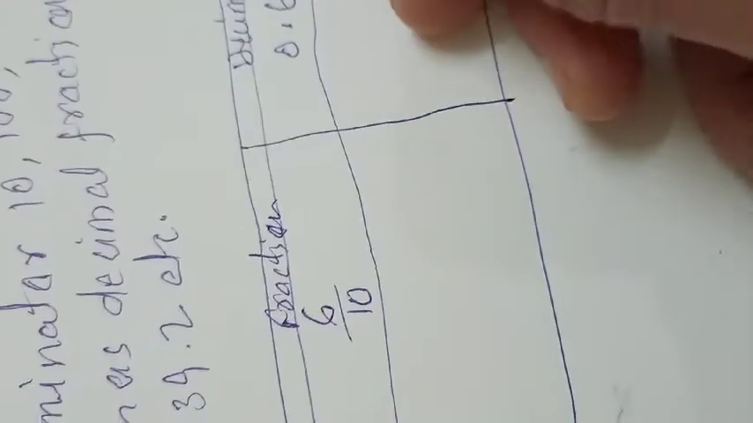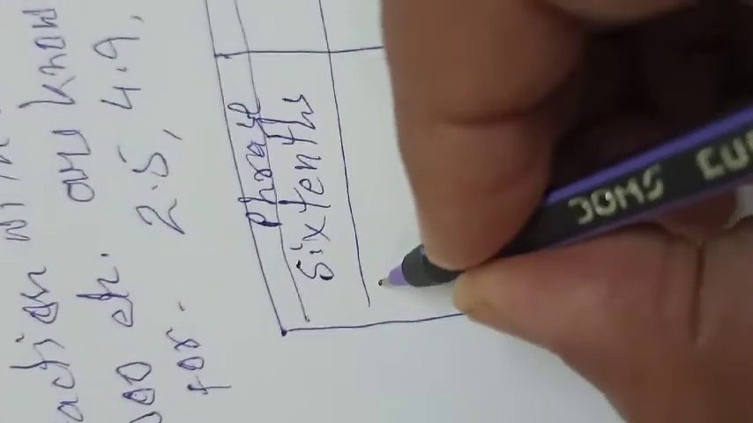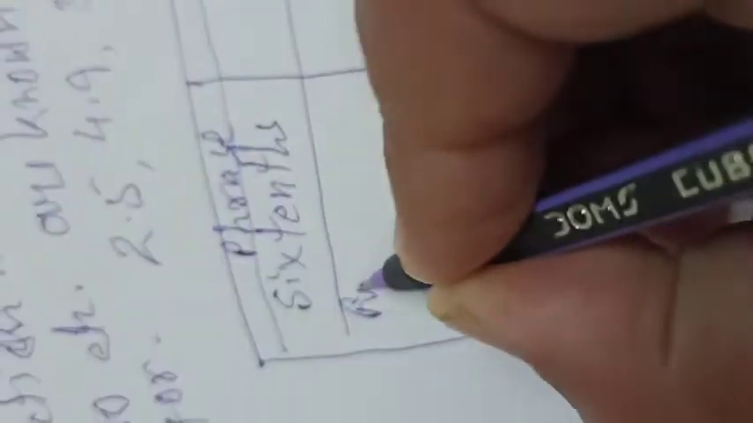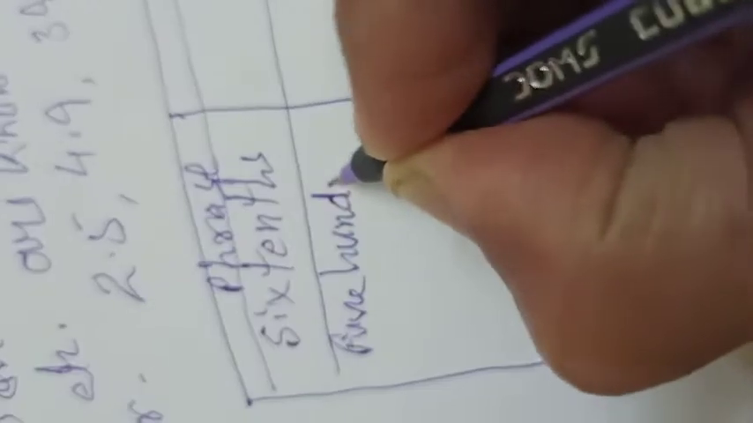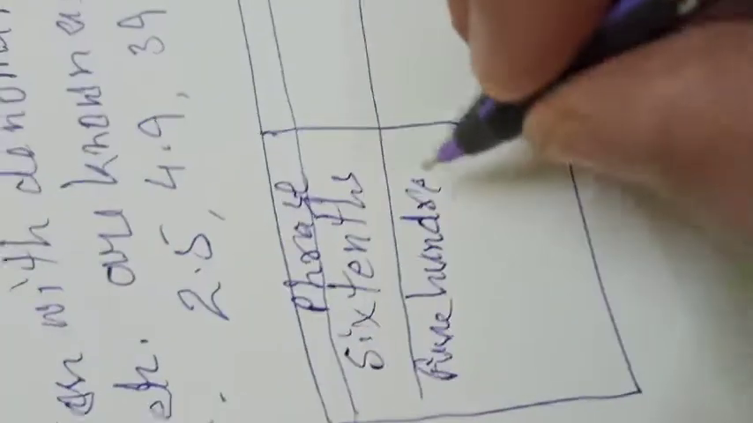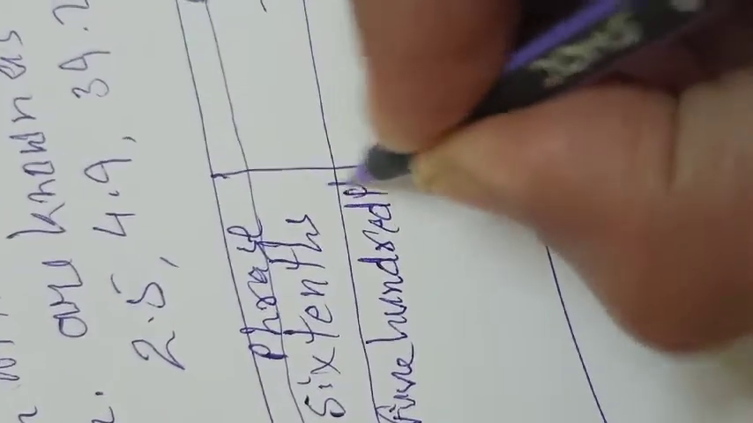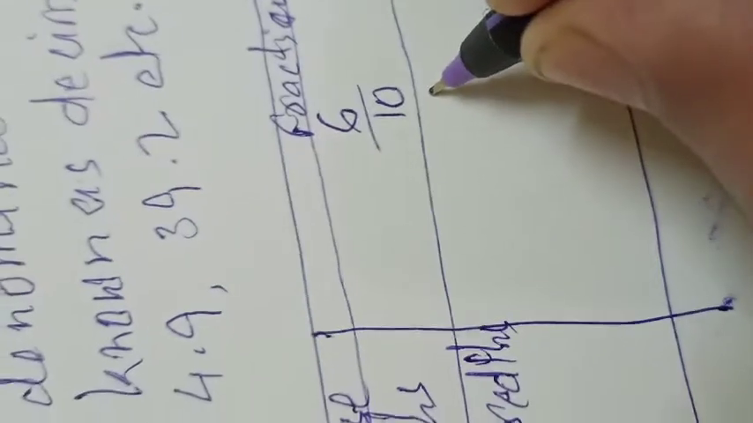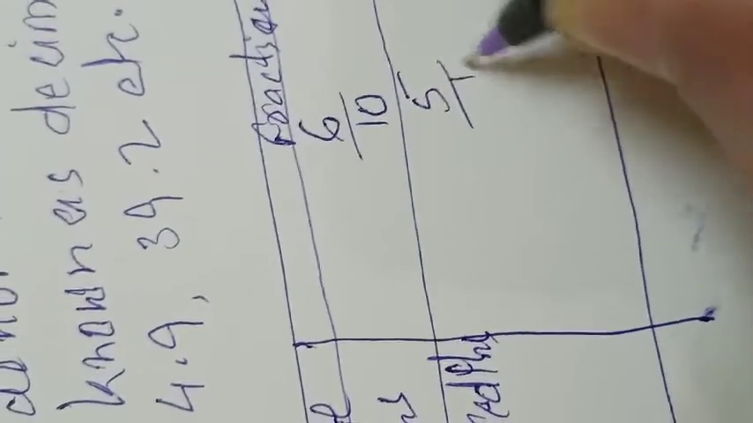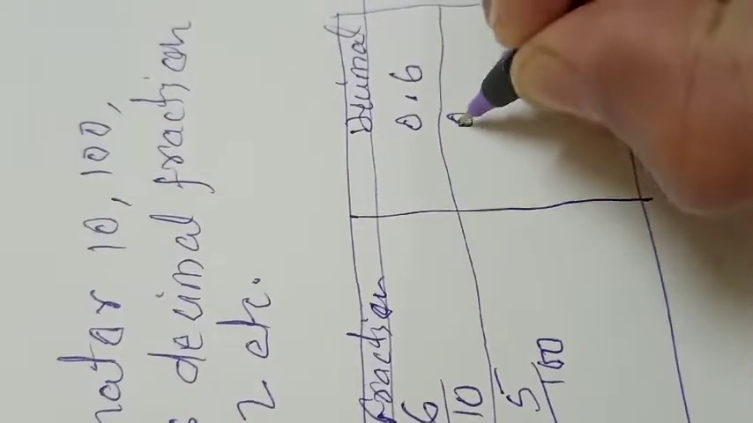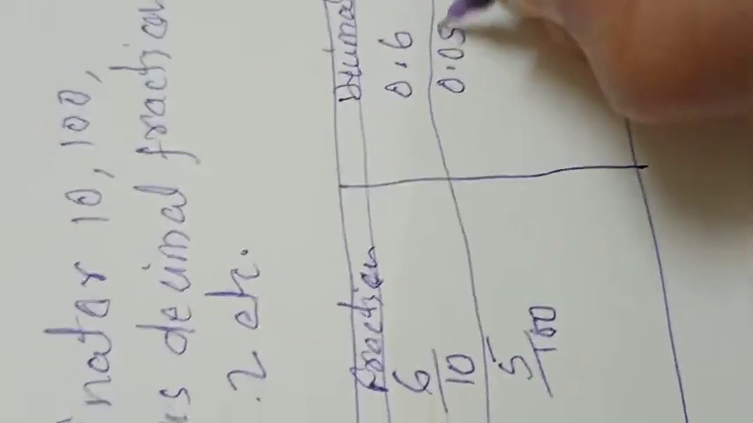Now go to the second thing. Hundreds. So we will write 5/100. In decimal number it is 0.05.